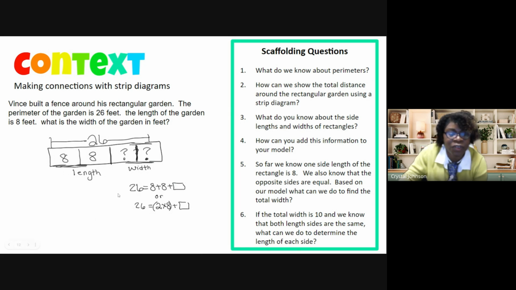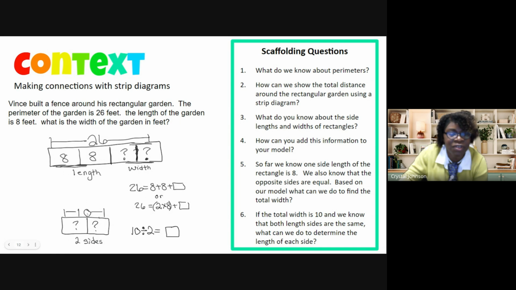That is the first part. Remember, this is a 2-step problem, and that's what you can explain. So now we know that 10 is the total of the width. So I'm going to create a separate model. I'm going to put 10 as my total width, or you can put it directly underneath here. 10, but remember there are 2 sides. I want to know the width of one side.